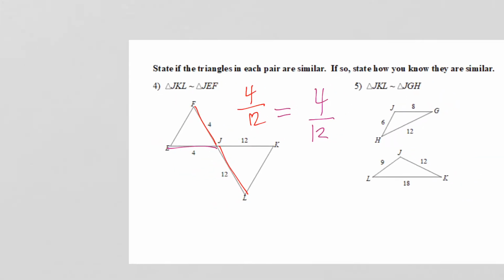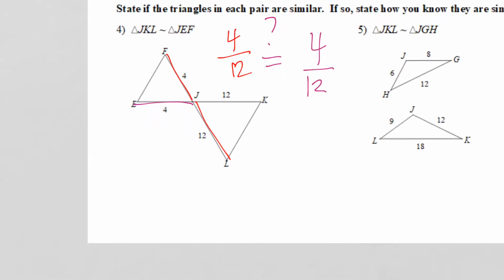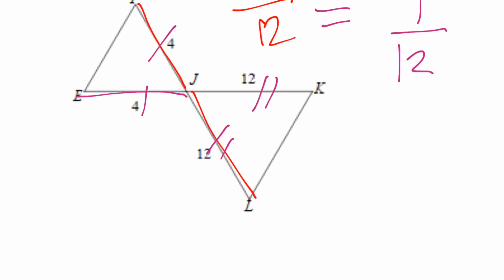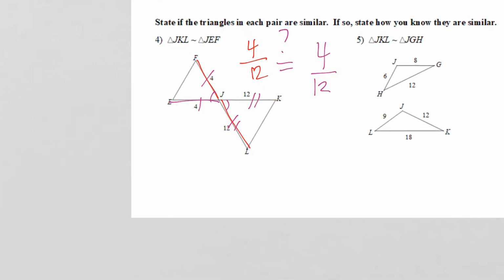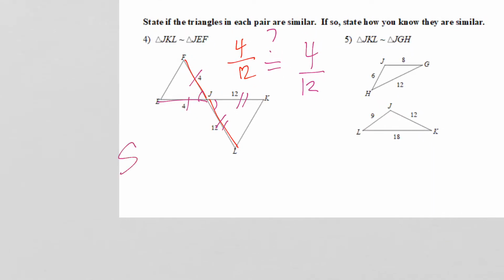Are these 2 proportions congruent? The answer is yes. So that means that the sides are proportional. So these 2 sides are congruent, these 2 sides are congruent, and I have vertical angles. So are my 2 triangles similar? The answer is going to be yes, by side-angle-side similarity.